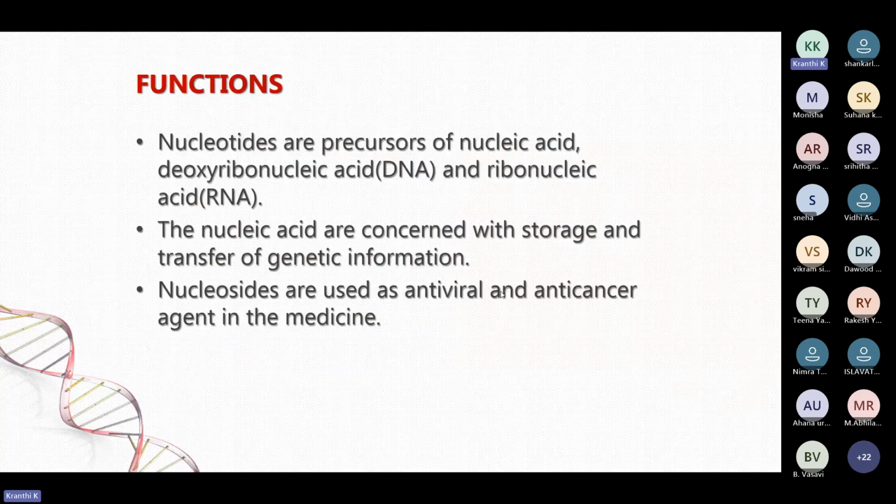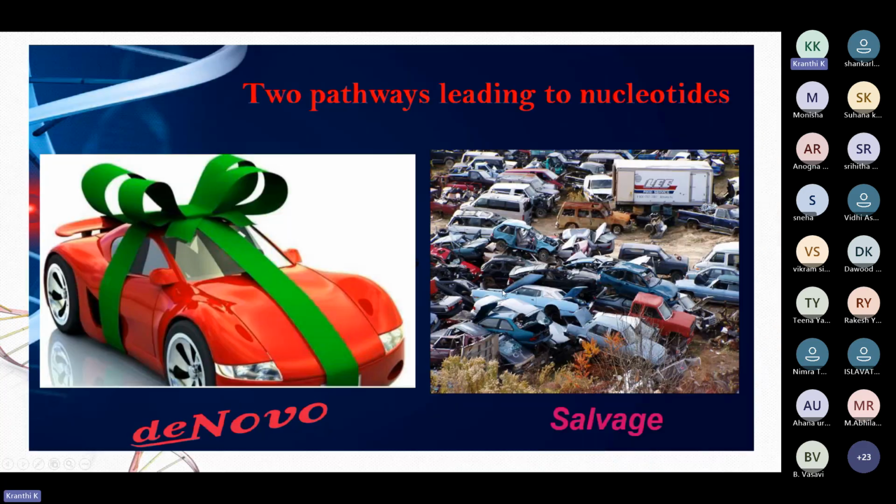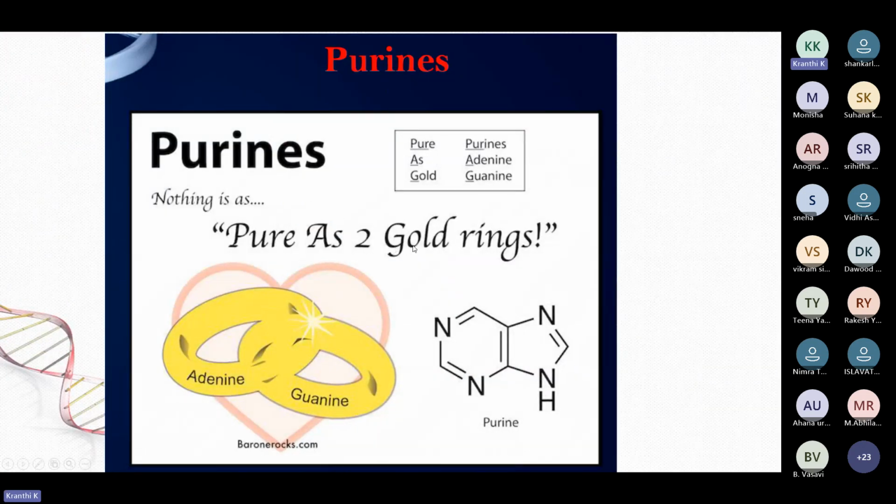Actually, to remember, there is one mnemonic. I'll show you how to remember it. Purine means pure as two gold rings. Just remember this one. Pure means purine. As two gold rings: A means adenine, G means guanine. So the purines are adenine and guanine.